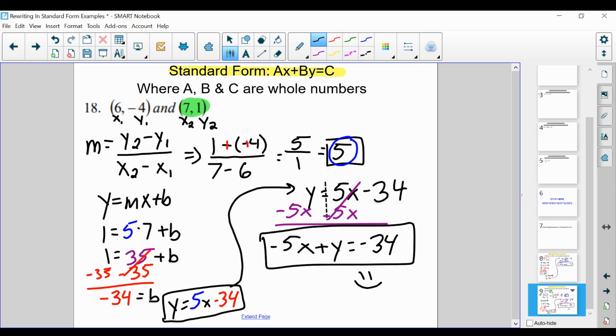And that, kiddos, is how we write in slope-intercept form and change it into standard form.